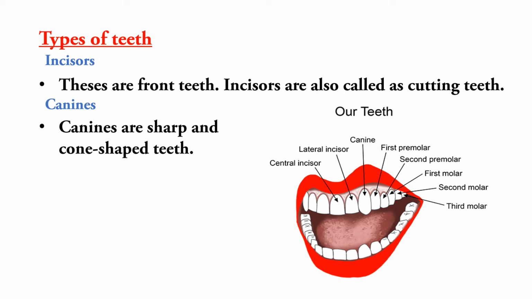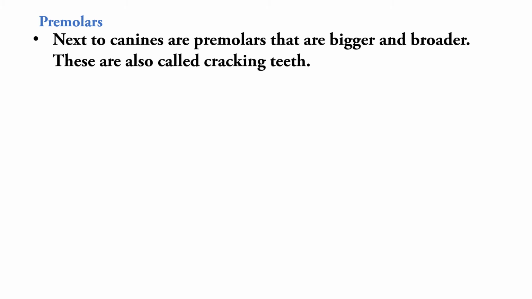Canines. Canines are sharp and cone-shaped teeth. Canines rip food, but their position on either side of the mouth helps guide the mouth and other teeth into the best biting position. Premolars. Next to canines are premolars that are bigger and broader. They are also called cracking teeth. Premolars are our first molar teeth that tend to come in around 12 or 13 years of age.